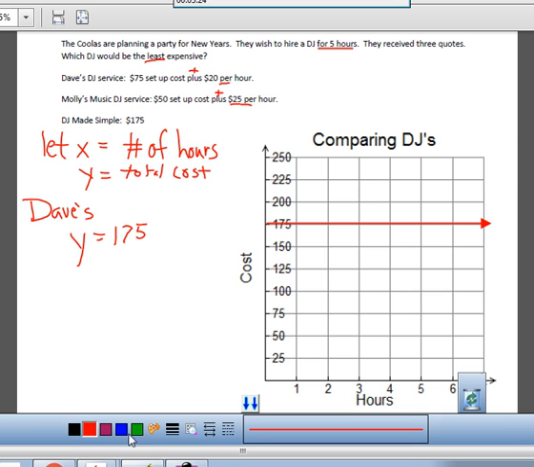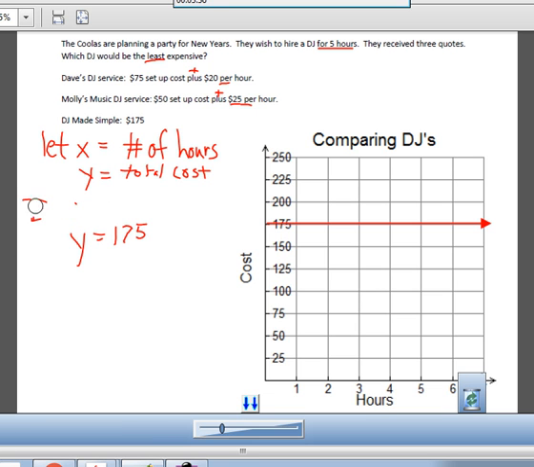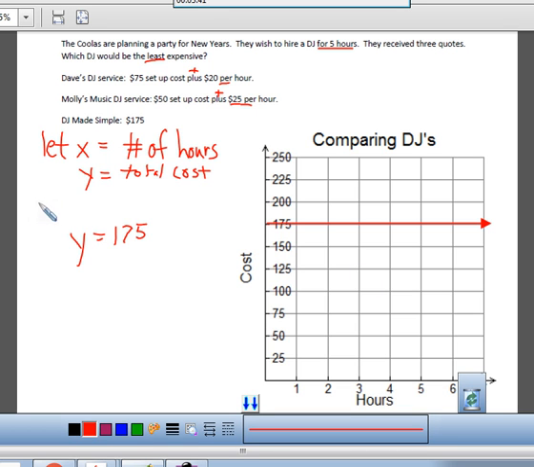So let's take a look at the next one. Or I'm sorry, that wasn't Dave's, that was Simple. Sorry, let me fix that. DJ Made Simple was a simple flat rate of $175. Now we're going to take a look at Dave's. Sorry if that confused any of you. You can bring that up in math and yell at me for it.